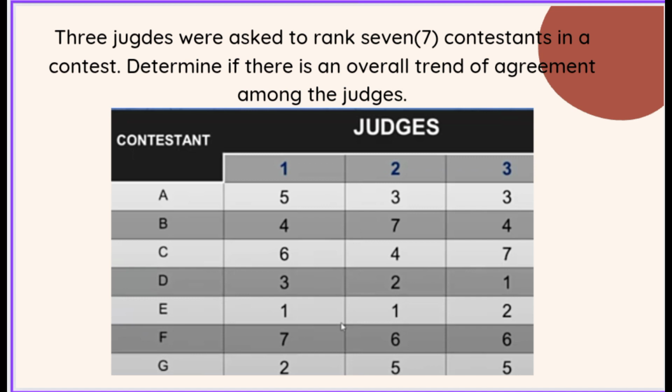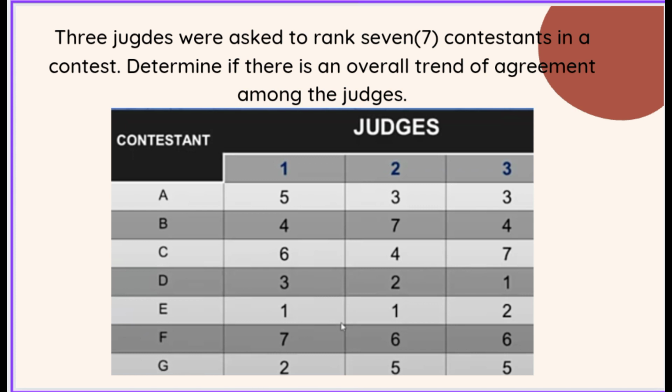So we have an example here. Three judges were asked to rank 7 contestants in a contest. Determine if there is an overall trend of agreement among the judges. As you can see, we have 7 contestants, A, B, C, D, E, F, G, then three judges. Judge 1's first is E. Judge 2's first is also E. But Judge 3's first is rather D.